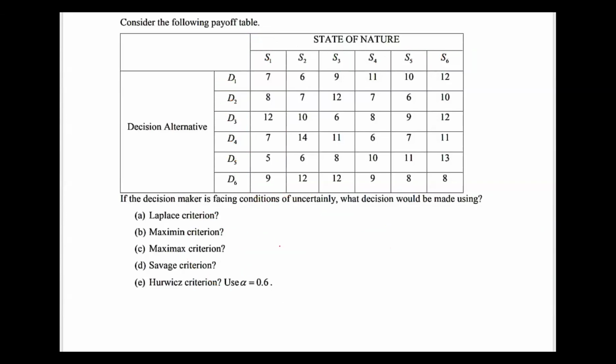Decision-making techniques, we are on B. It says using max-min criteria. Which decision are you going to use? Now, when you're dealing with max-min criterion, you select the alternative.